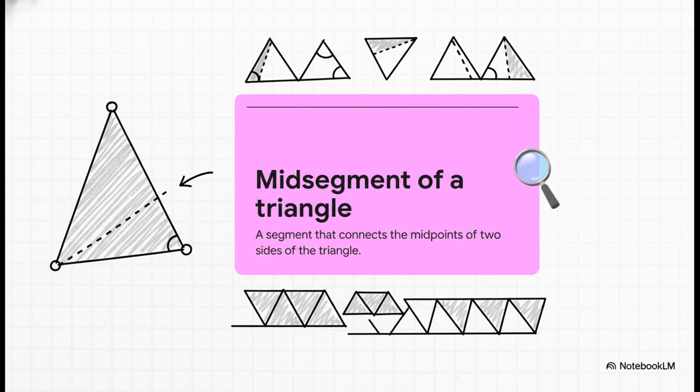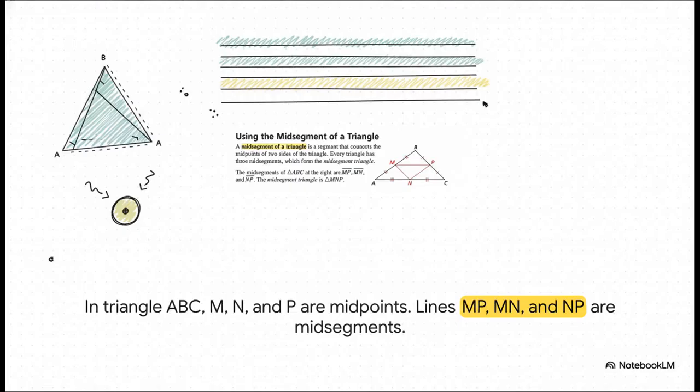The name itself gives you a massive clue, right? Mid for midpoint, segment for a line segment. It's literally just a line that connects the midpoints of any two sides of a triangle. Super simple. All right, take a look at this triangle ABC.